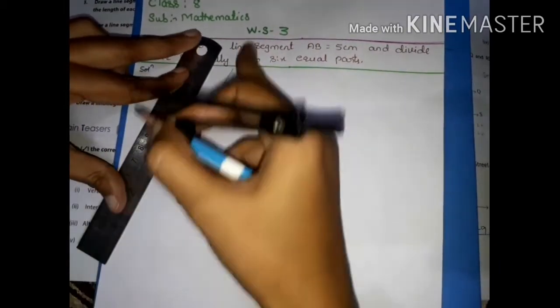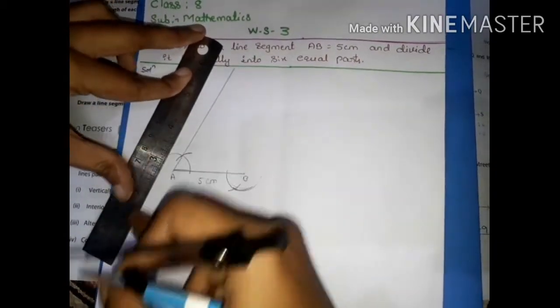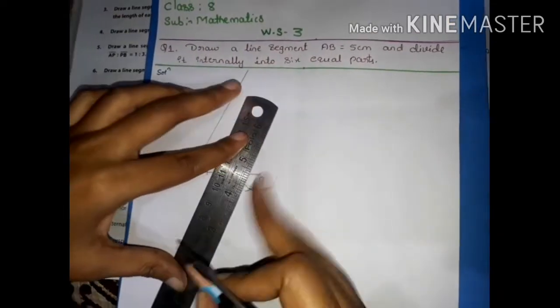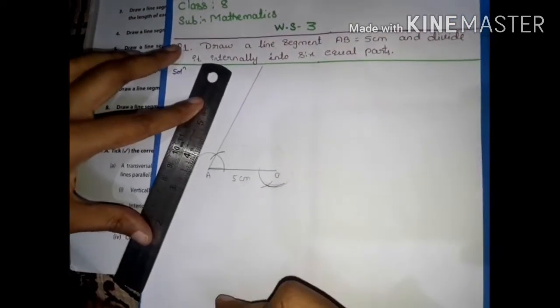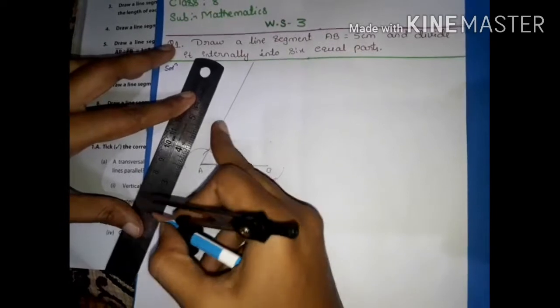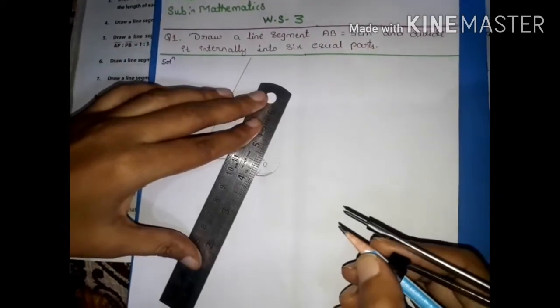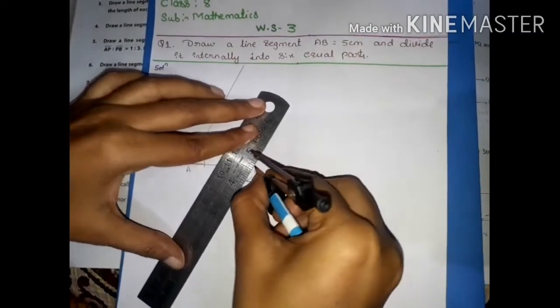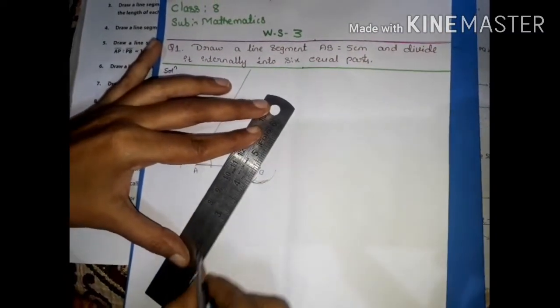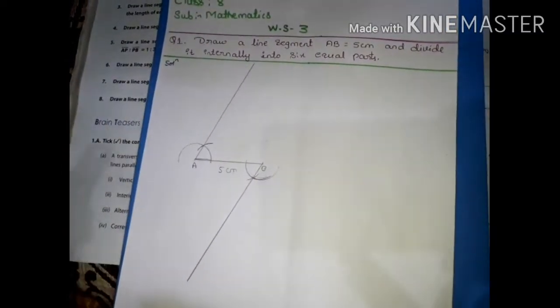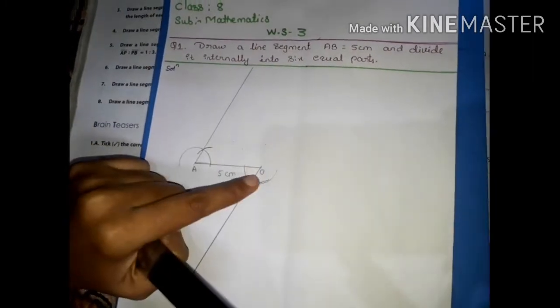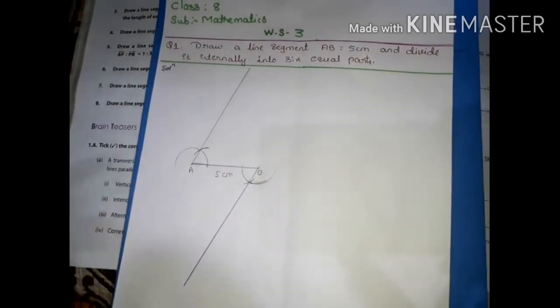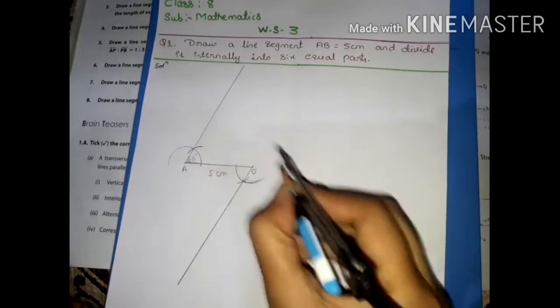You can draw any length. There is no measurement for this. Similarly, below the line segment AB, on the opposite side, draw a line from point B. Now you have created 60 degrees at points A and B. This angle measures 60 degrees.